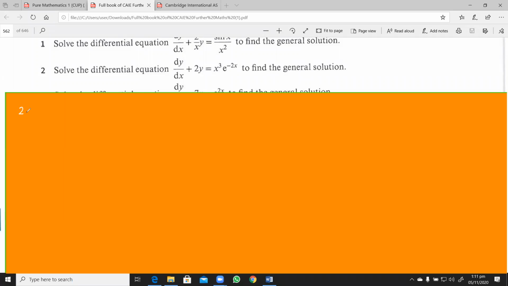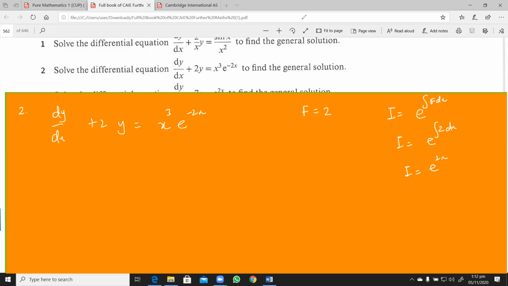It says dy by dx plus 2y is equal to x cubed e raised to the power minus 2x. So we have seen that our f is 2, and then this I is going to be e raised to the power integral of f dx. So this is going to be e raised to the power integral of 2dx, so e raised to power 2x. So let's multiply the whole equation by e raised to power 2x.